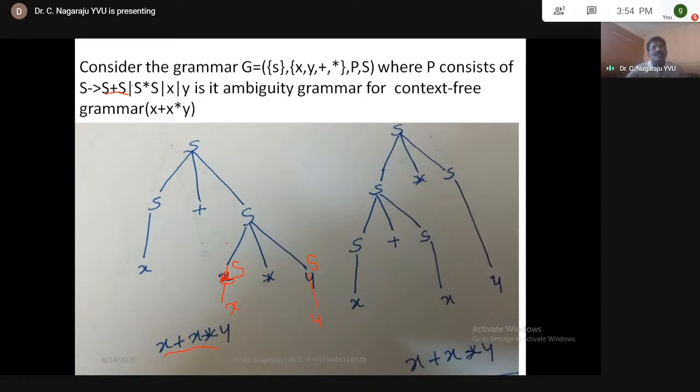For the same thing, in the second case I took this one, S into S. So the same thing, S or S, here I have taken this S. S is replaced with X, and here X, and here Y. But when you evaluate this, you get X into X, X plus XY star. So for this grammar there are two trees. That's why this is also an ambiguous grammar.